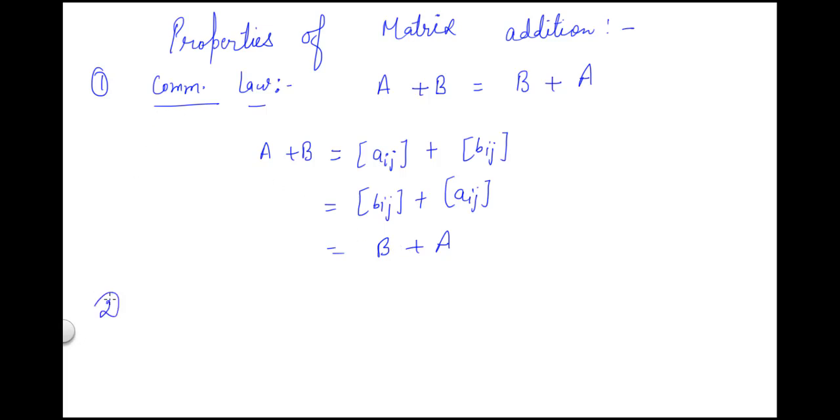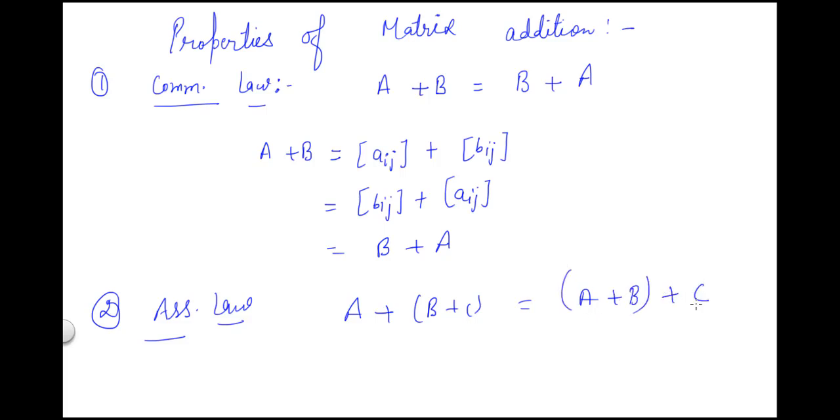Clear? The second one is associative law of addition. In that, what can we say, that A plus B plus C. First you add B plus C, and whatever the answer comes, you then add A matrix in that, or you first add A and B and then add the value of matrix C in that. So you're going to get the same answer. Clear? Now comes the third property, which is known as existence of additive identity.